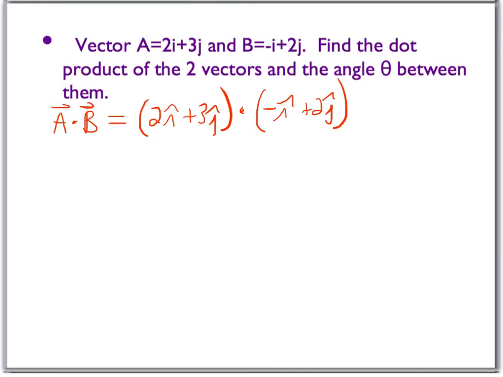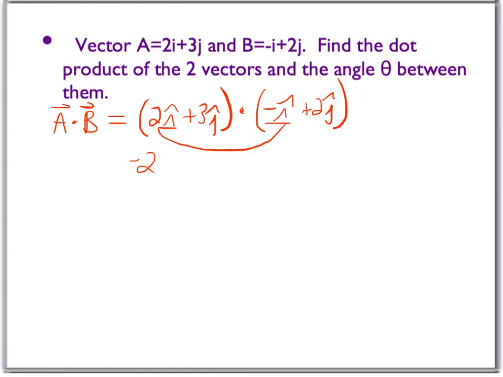So when we dot these two things together, we can take the 2 i hat and dot it with the negative i hat, where again we would multiply the two magnitudes, which is 2 and negative 1, giving you a negative 2, and then the cosine of the angle between them. Since they're both in the i hat direction, the angle between them is 0 degrees, and the cosine of 0 is just a 1. So ultimately we just end up with negative 2.